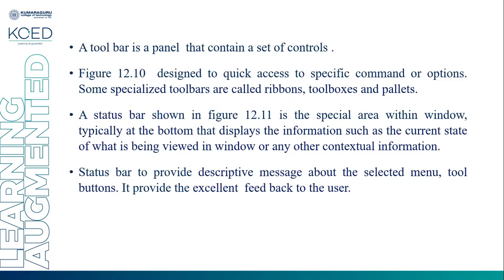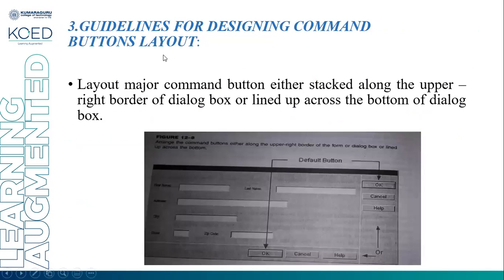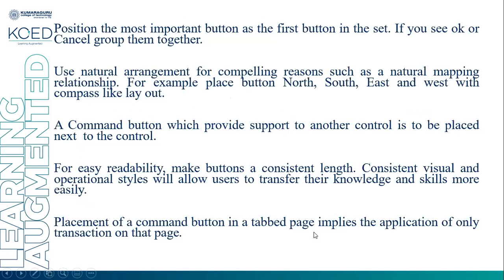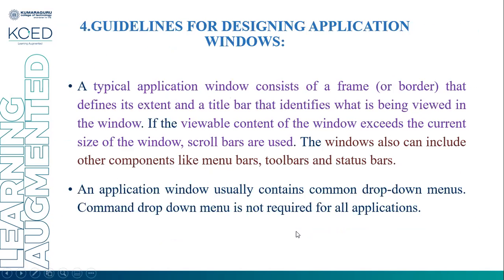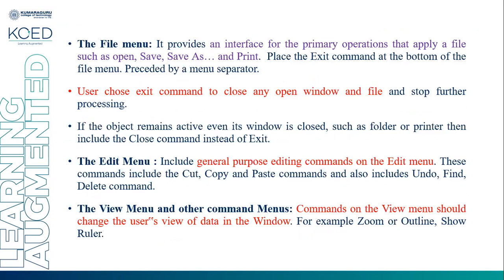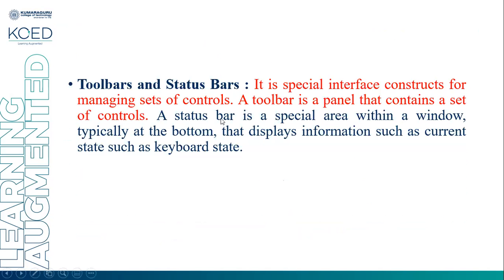So this is all about the two guidelines for designing the command button layout. Command buttons should be arranged at the bottom, or in the upper right corner in a vertical manner, or at the bottom in a horizontal manner. Related commands should be grouped together, and the command button for a specific control should be placed near that control. Guidelines for designing a window application were discussed, including the various menus, toolbars, and status bars.